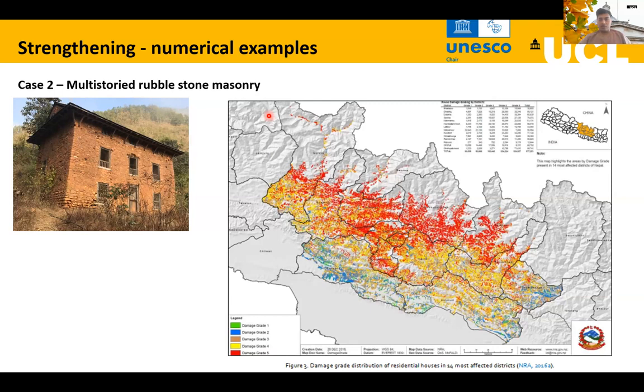This building type is the most common building type in the mountainous regions in Nepal because of the local availability of the material. And in the last earthquake, the 2015 earthquake, these buildings suffered very high damage. Most buildings collapsed or were in a significant damage state. So these are all damage grade 5, which is collapse.